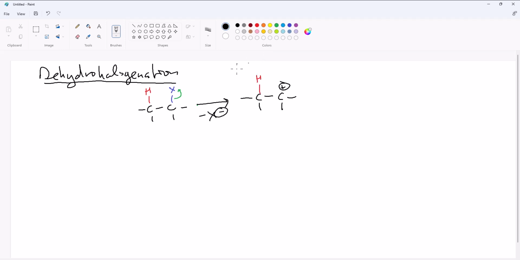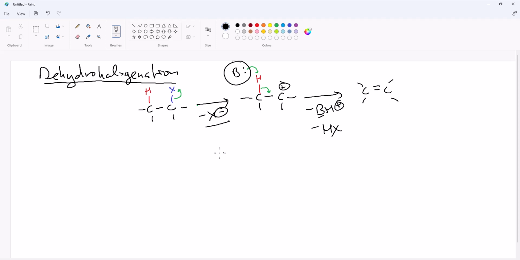In the next step, we have some kind of exogenous base, which might be X minus, or solvent, or water. Either way, it's going to be some Lewis base with a lone pair that is going to grab this hydrogen and push the electrons into forming the double bond. As written, we lose BH plus, but that totally depends on the charge of the B. If this was X minus, we would lose HX. So it totally depends on what the charge on B is. And what we are left with is C double bond C.